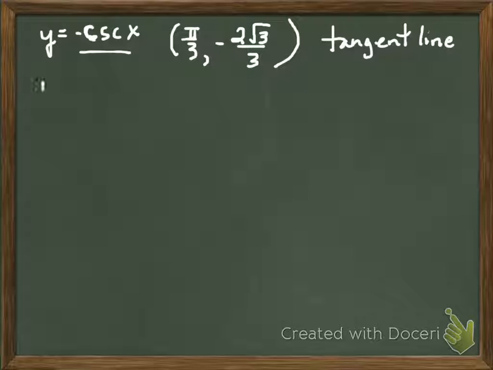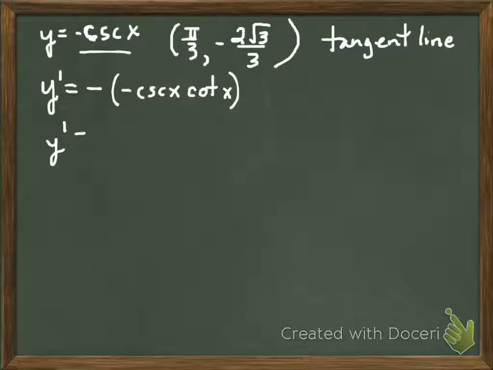So first thing you do is take the derivative. The derivative is the slope of the tangent line, and so the derivative of negative cosecant. The derivative of cosecant is negative cosecant cotangent. So we have two negatives. So the derivative of negative cosecant is cosecant x cotangent x.